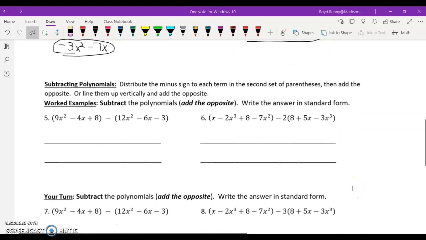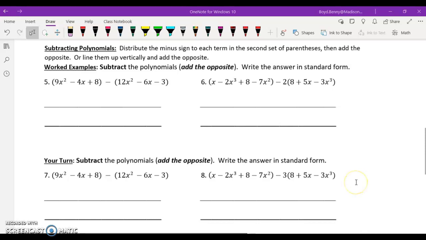All right, let's move on down to subtracting polynomials. So this time, with subtraction, notice right here in the middle, we're subtracting this entire second polynomial. So what we need to do is either distribute that minus sign to each one, or think of it as adding the opposite again. So watch carefully what I do.